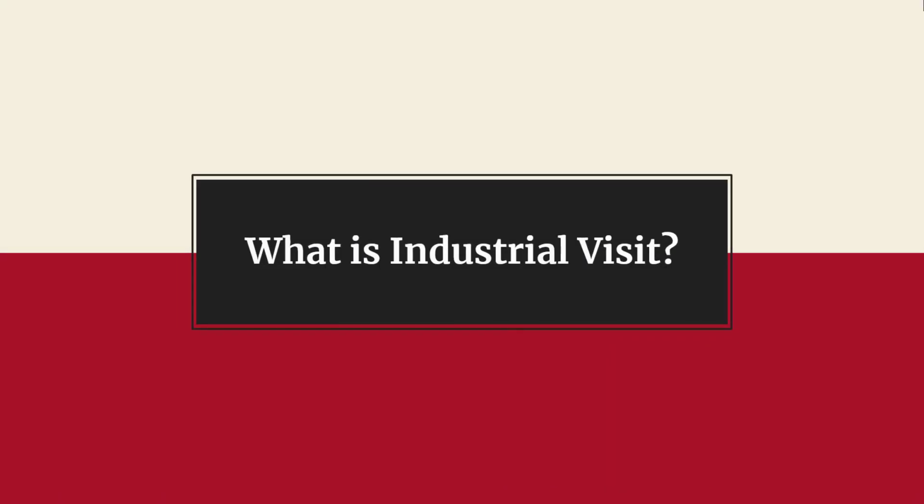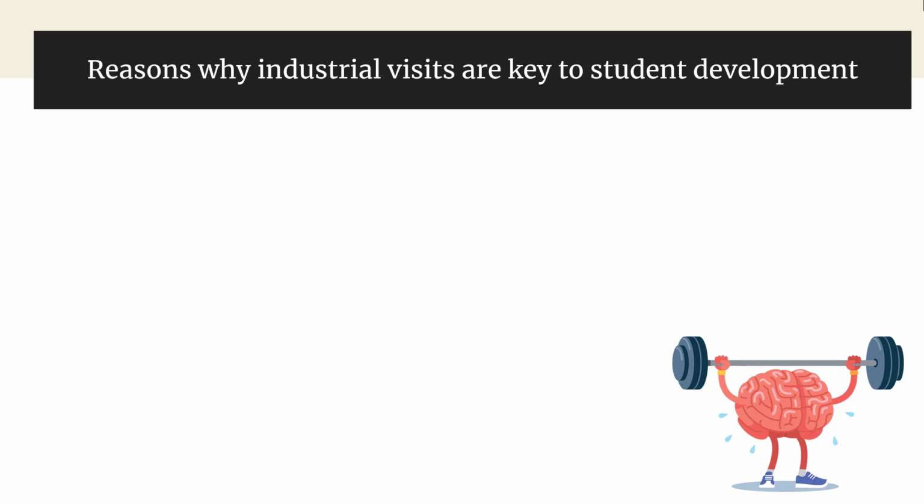So before moving ahead, let us know what is industry visit. Industrial visit is a visit where a set of students are taken to the industries to observe their working process to get the practical experience. Industry visits focus on giving students an idea of how things work in a professional environment. There are certain reasons why industrial visits are key to the student's development. Let's discuss them one by one.